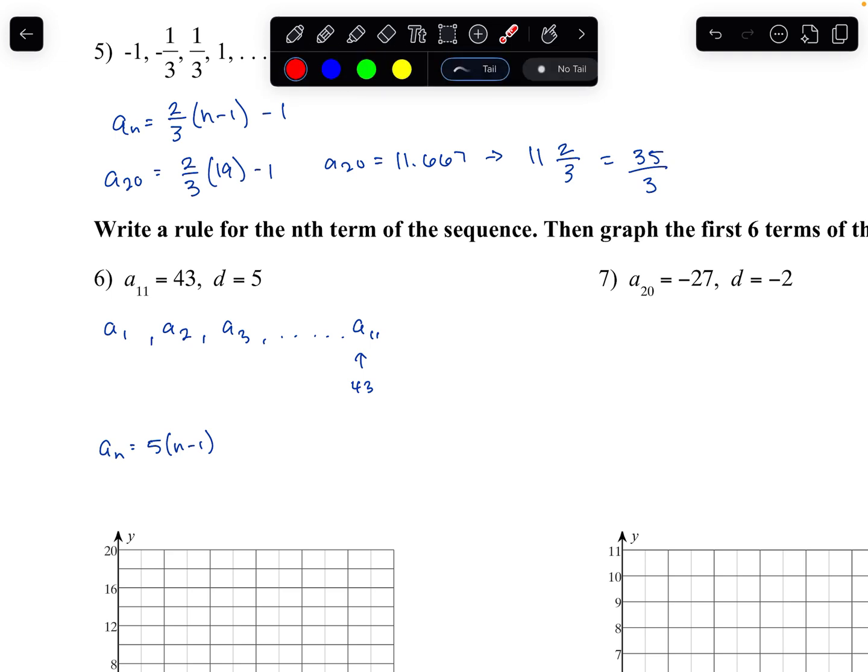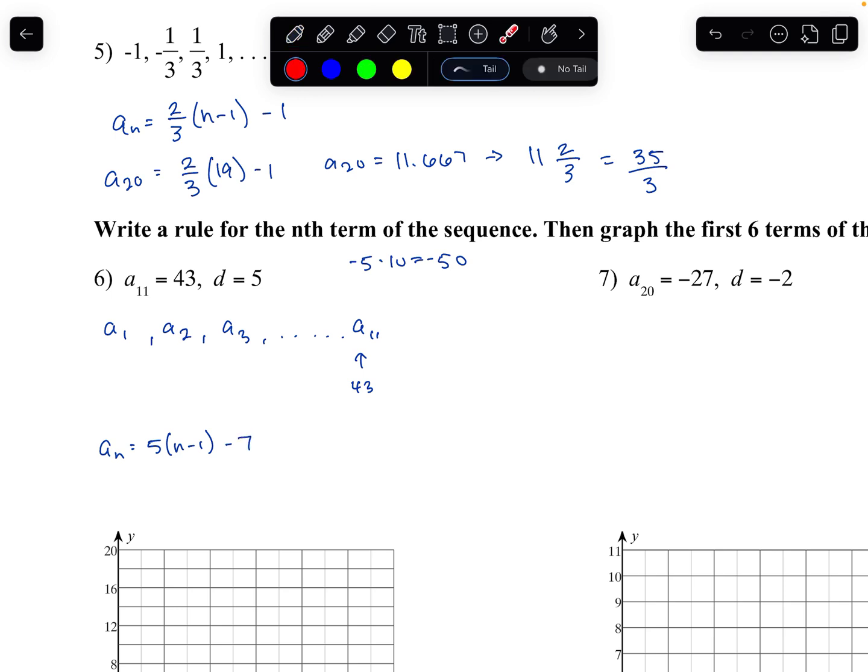So if I go back 5, I have to go 10 times in order to get to the first term. So we do -5 times 10, which is going to be -50. So I can take 43 and subtract 50. That would mean that my first term would have to be -7.